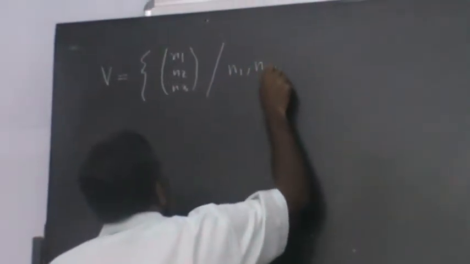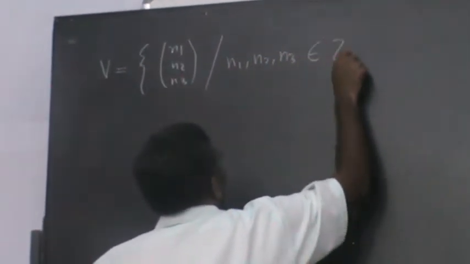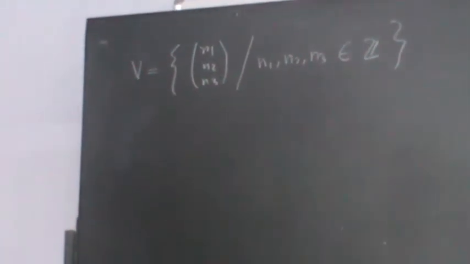n1, n2, n3 are integers. Suppose I have a set like this. Will this be a vector space? The field is only integers. It's a vector space. It satisfies all the axioms.